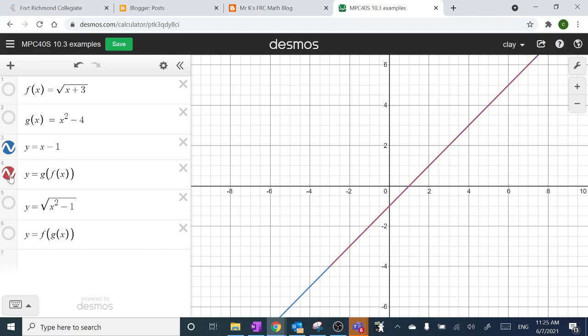Now, can you tell from your screen what happened? Notice the red line that represents g of f of x stops dead at the same place in terms of domain that the original function did. So even though x minus 1 as a function itself has a domain that's everything, it goes on forever, this thing wasn't really just x minus 1, it was the square root of x plus 3, all squared and then minus 4, which impacts its domain.